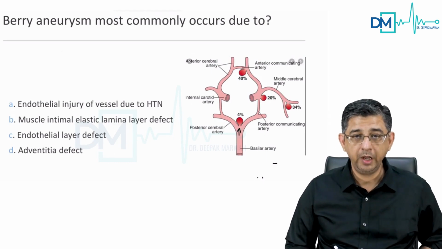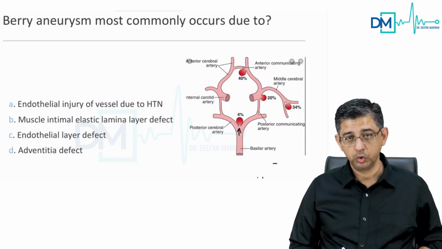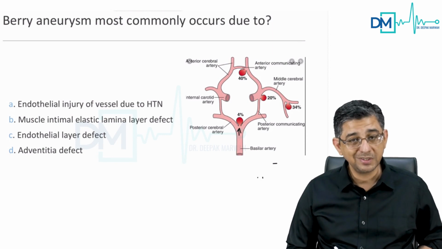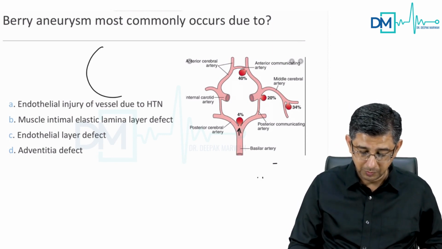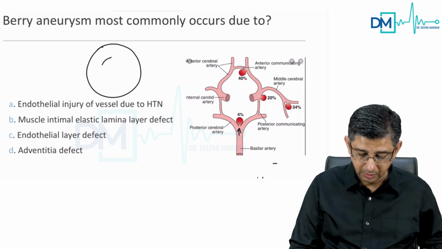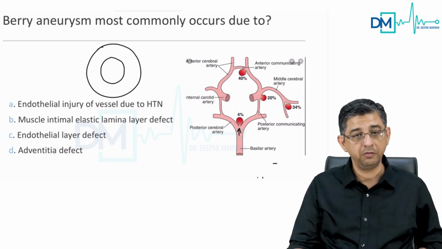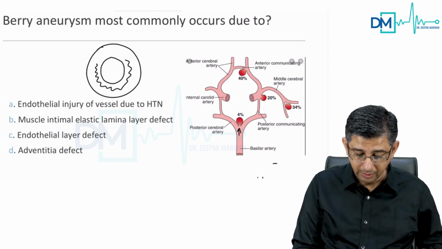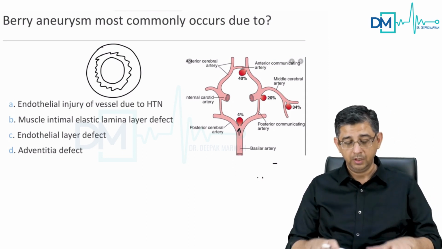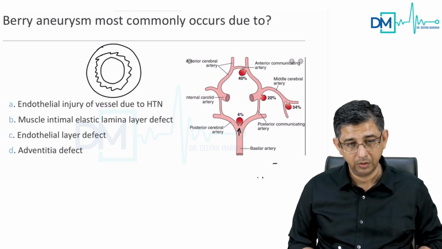The question says a berry aneurysm most commonly occurs due to. He has not asked today about the site, but is rather asking which layer of the blood vessel is mainly involved in this patient. So the bottom line is like this, guys: we have tunica intima, media, and adventitia, we all know that. And then we have what is called the internal elastic lamina, which is in a circumferential fashion around the blood vessel.